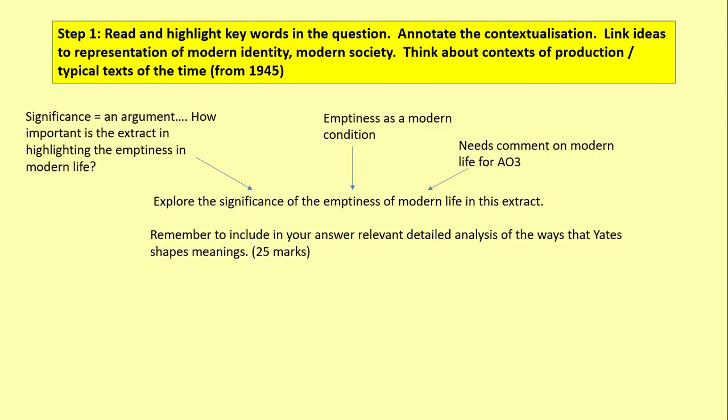Modern life is mentioned here, okay, back to the idea of this exam paper from 1945 to present. So what we're looking at here is that synchronic historicism, that idea of how do texts present life and the aspects and the facets of modern life from that time frame. So there does need a comment on that sort of society for AO3.